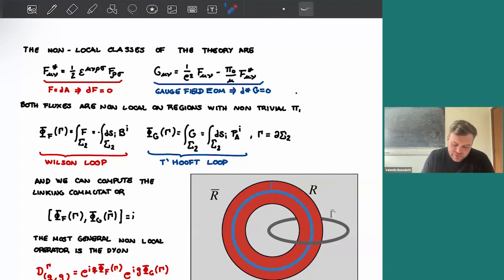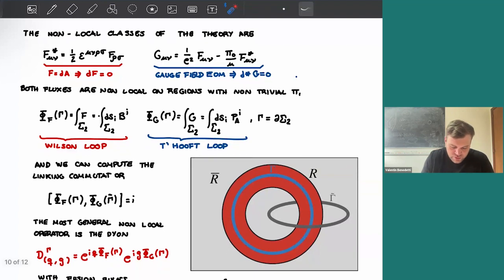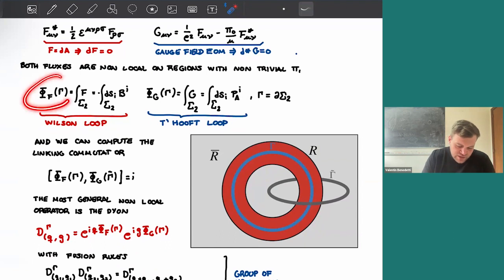Both of them define fluxes that are non-local on regions with non-trivial first homotopy group, the same story as before. These fluxes are essentially the flux of the magnetic field for F, and for G, the flux of the momenta associated to the gauge field. The fact that this is the momentum appearing here implies that we can compute the commutator between these two fields for complementary rings without worrying about the appearance of some ordering ambiguities.